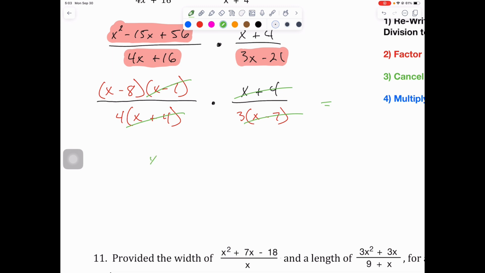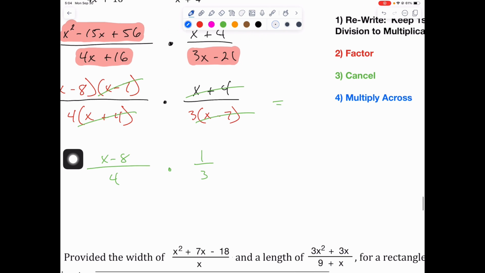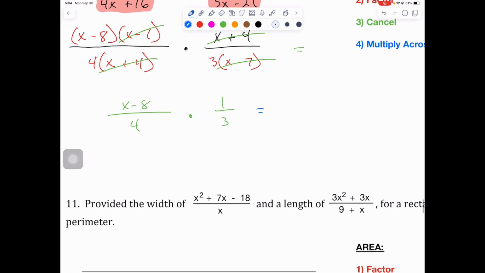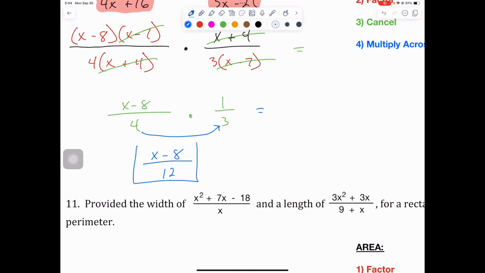And what is left? Well, on top you have x minus 8, and on the bottom you have a 4 times what would be essentially a 1 over a 3, because there's nobody up top giving us that 1. What's on the bottom left over is a 3. If we simply multiply across, x minus 8 times 1 stays the same, over our 4 times 3, which is 12, giving us x minus 8 over 12. Go ahead and box your answer for number 11. Might be a bonus, I'm not too sure.